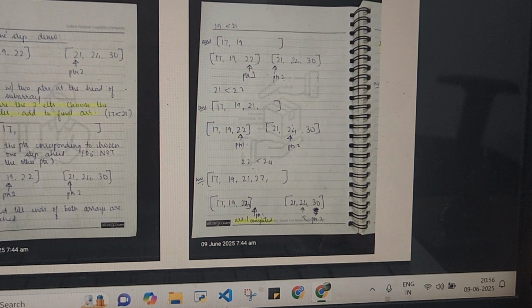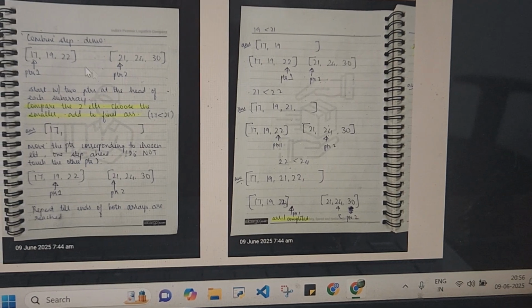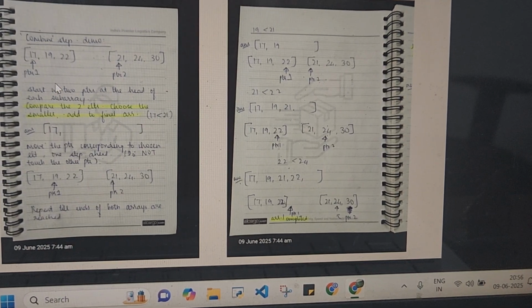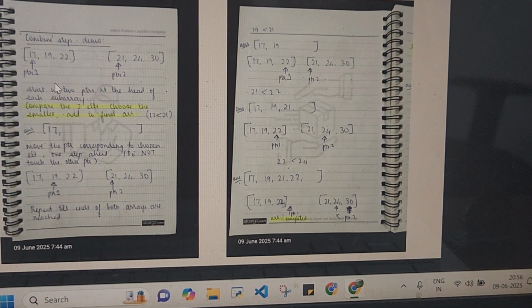So I will quickly recap. You will start by initializing one pointer at the beginning of each array. You will compare the elements, put the smaller of the two into your answer array, and move that pointer one step ahead. Do not touch the other pointer. Keep repeating this until one array is fully covered.